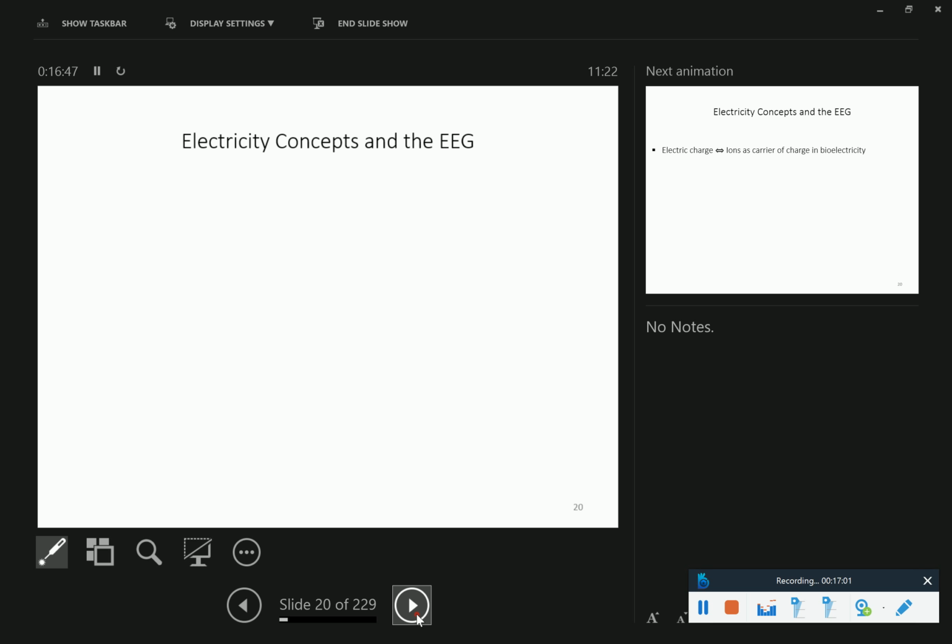And actually this slide tries to motivate even more why we're looking at them than I just did. So why are we talking about electric charges? Well, because in the EEG setup, we have ions as carriers of charge in bioelectricity. And apparently when we look at our EEG traces, we are more or less directly looking at electric charges and how they move around as ions in bioelectricity.